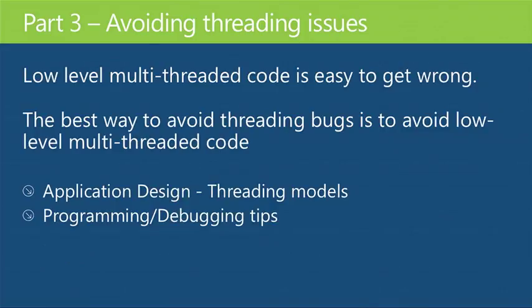Final part. Seen, there's a lot of stuff that can go wrong to break your code at the low levels of multi-threading. So for me, the best way to avoid these kinds of bugs is to avoid that kind of code entirely. The main thing that I want to share with you, to help with that, is having a threading model for your application. And also, I'd just like to share a few tips at the code level that I find have been really useful.